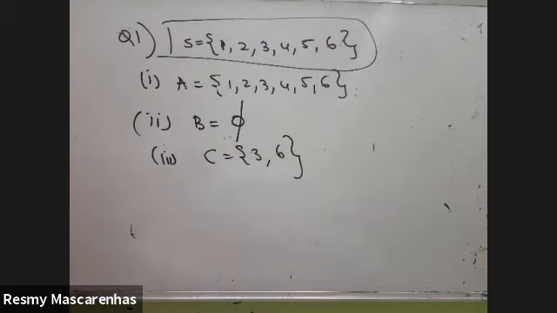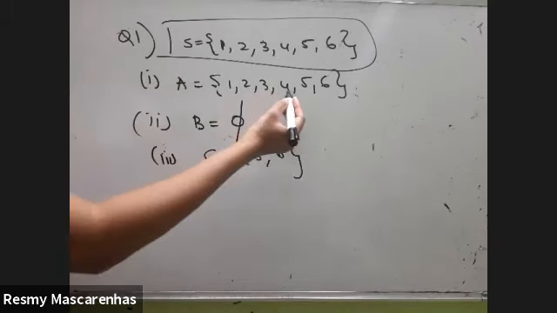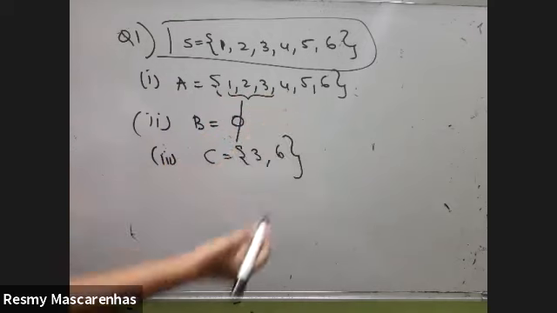Then the fourth one, getting a number less than 4. Less than 4. They have not said equal to 4. Less than 4 will be only this.